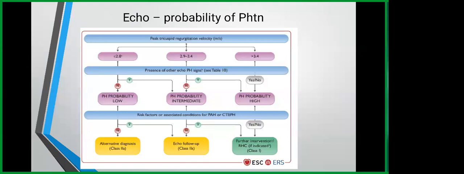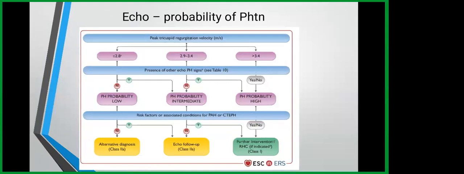Like I was saying, the right heart cath is the ideal way to assess pulmonary pressures. What the guideline now advises is that echo gives you the probability of pulmonary hypertension, to know whether you will proceed to a right heart cath.